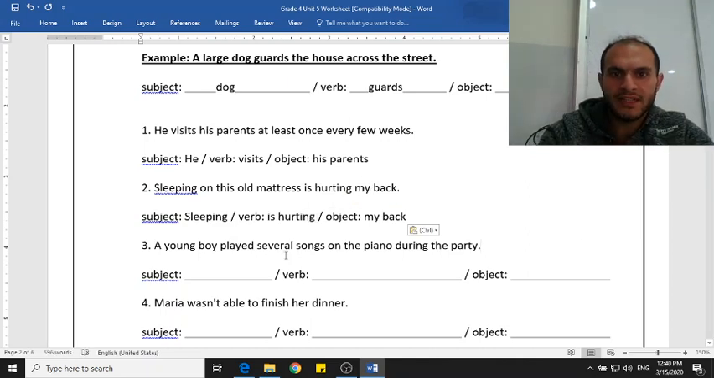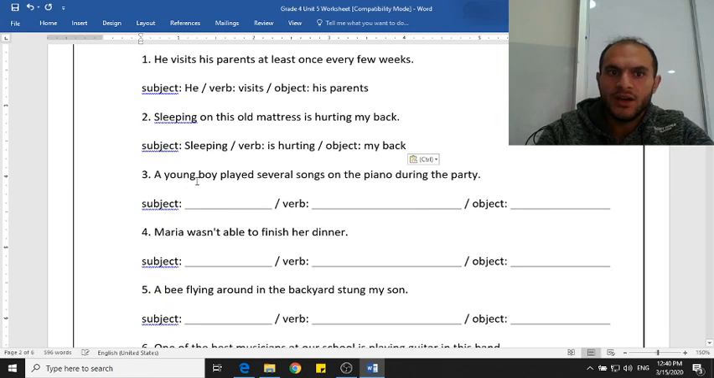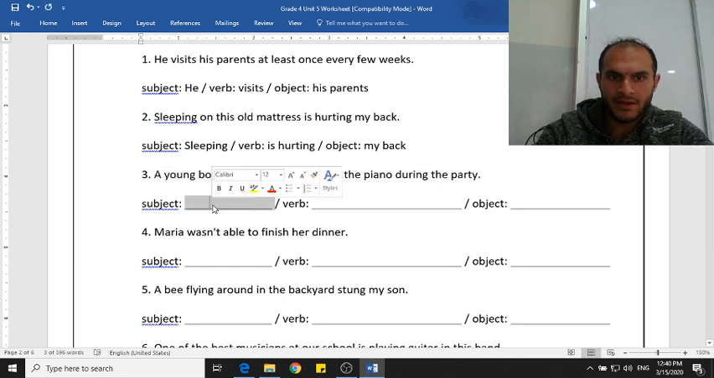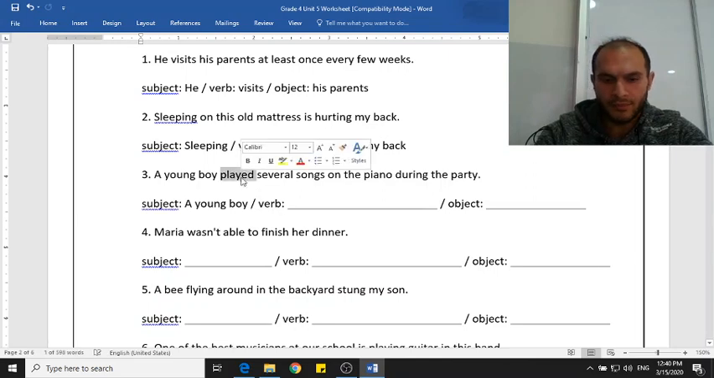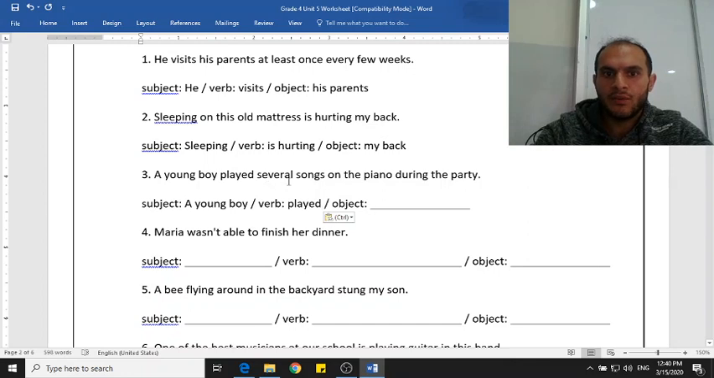A young boy played several songs on the piano during the party. Who did the action? A young boy, correct. So I'm going to put the young boy here. What did the young boy do? The young boy played. And what did he play? Several songs. So this is my object.